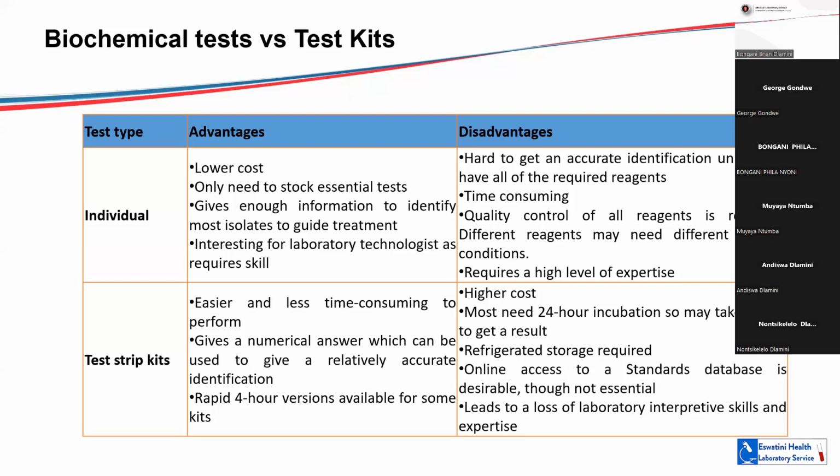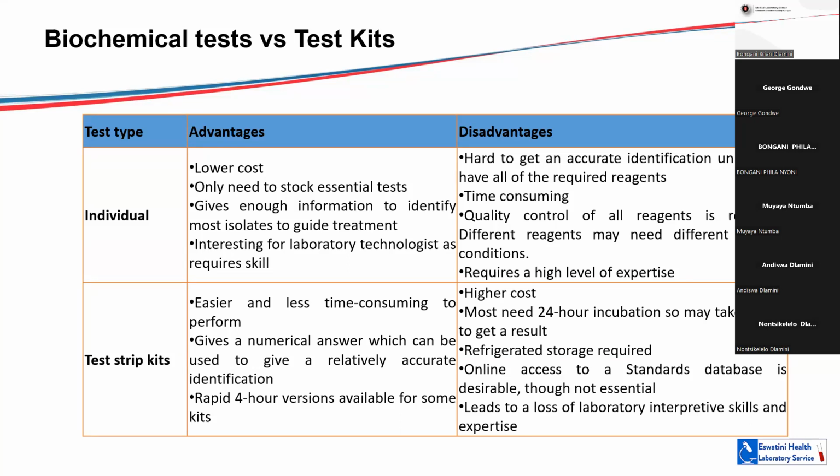There are some available ones where the results can come out within 4 hours, but most of them require the 24-hour incubation. They are higher in cost as a disadvantage. They require refrigeration, so some places may not have the refrigerators, although I think in our case we are fine. And also there's the need for online access to the standard database. And it leads to a loss of laboratory interpretative skills and expertise. As you saw, you just look at color changes, then you determine whether it's positive or negative for that organism. You come up with a number, you have your result.